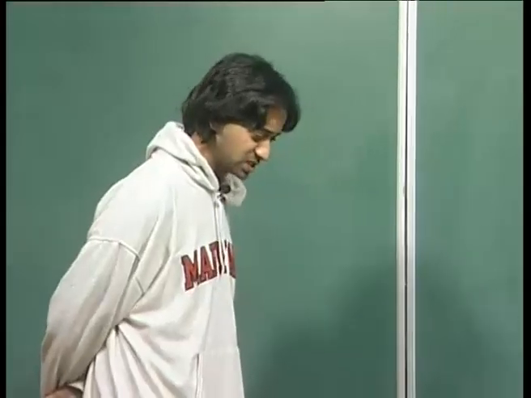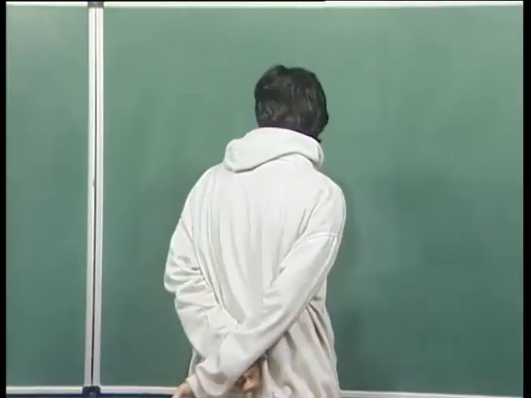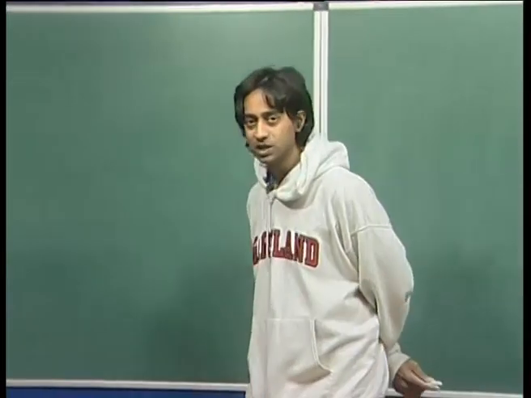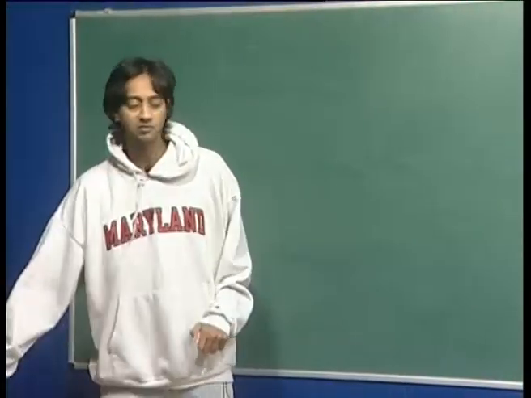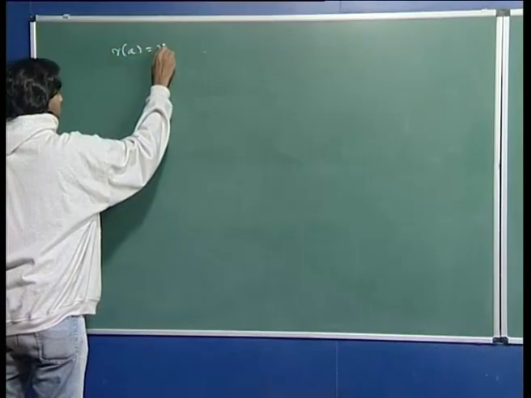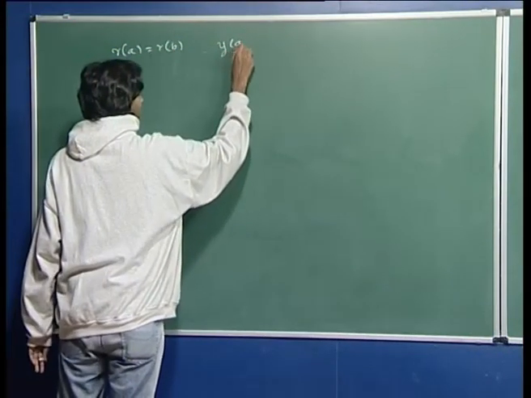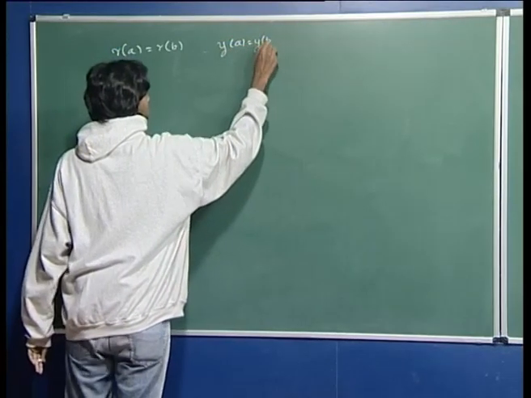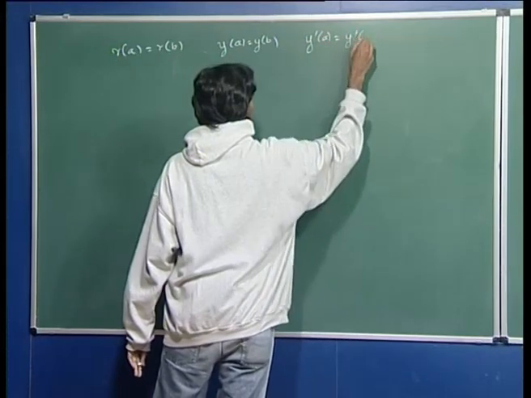There is one more situation. So, we saw that when r of a equal to r of b equal to 0, then we do not need the boundary conditions. There is another condition when r of a equal to r of b, and y of a equal to y of b, y prime of a equal to y prime of b.